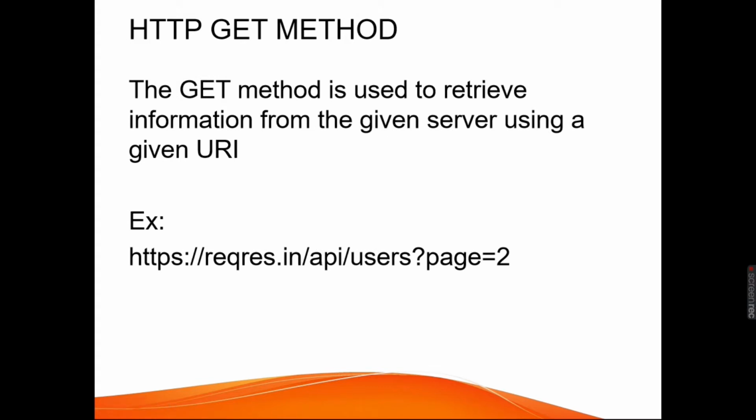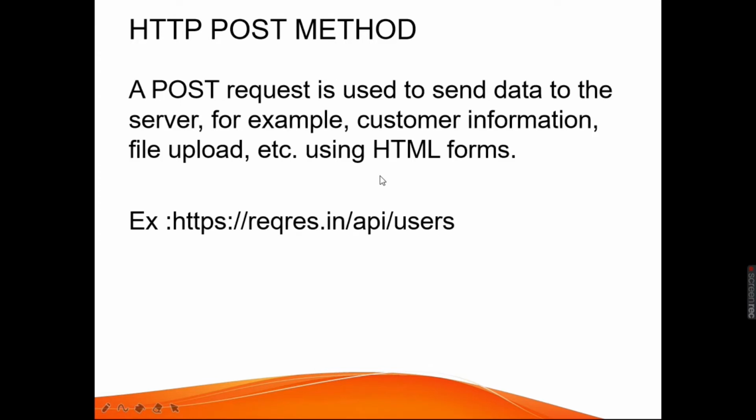Okay, so the GET method is used to retrieve information from the given server using a given URI. The basic function of the GET method is just to retrieve the details and show them to you in the form of a response. This is an example that we have taken here. In some time we will execute it on Postman as well. So this is the basic GET method. Coming to the next one, we have the POST method.